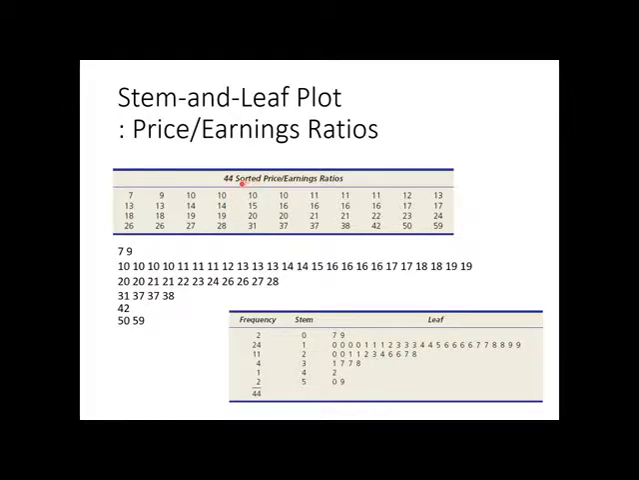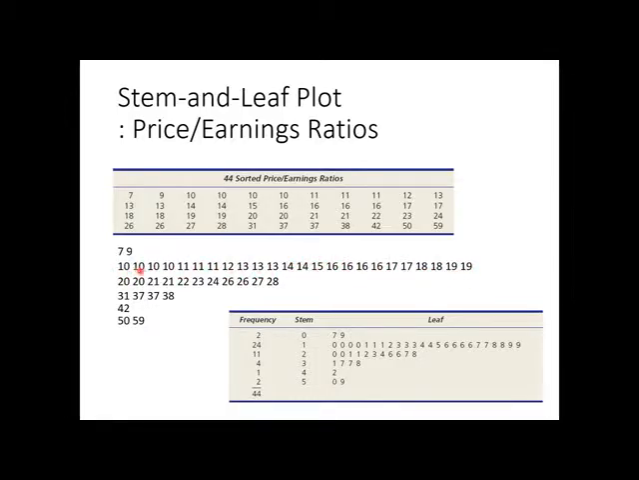For example, we have 44 sorted price earning ratios: 7, 9, 10, 10, 10, 11, 11, 11, 12, 13, 13, 13, and so on. The 7 and 9 are one-digit data. The data from 10 to 19 have two digits, but they all start with 1.